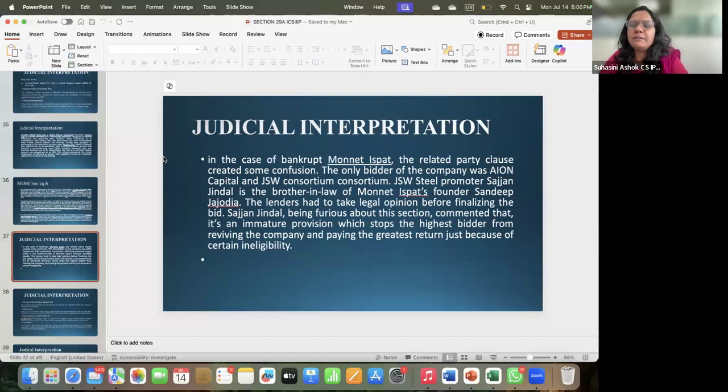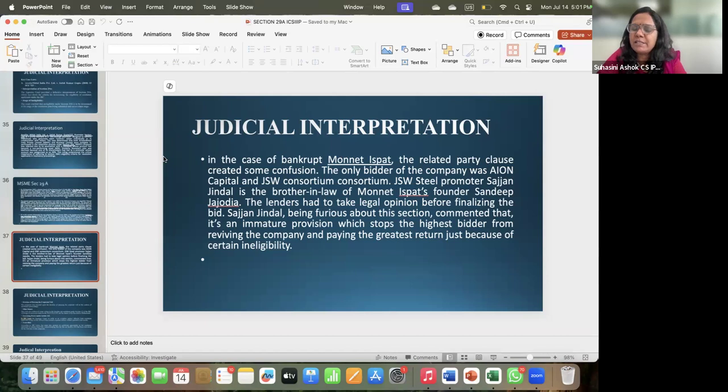One more is the Monet Ispat case, where the related party clause created some confusion. The only bidder in the company was AION Capital, and the JSW Consortium was also one of the bidders here. JSW Steel promoter Sajjan Jindal is the brother-in-law of Monet Ispat's promoter, that is, he is founder and also promoter of, and also related to, the Jindal group.